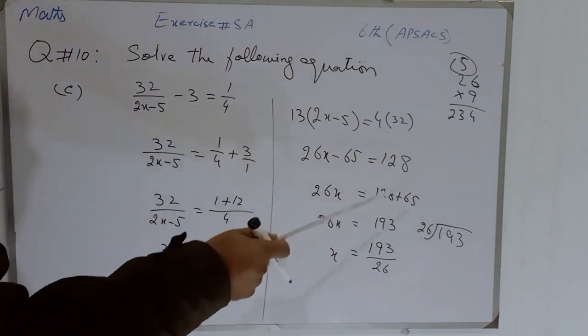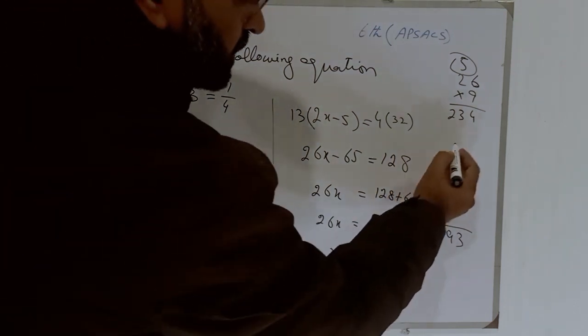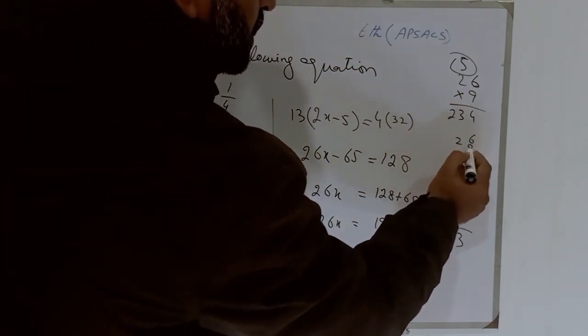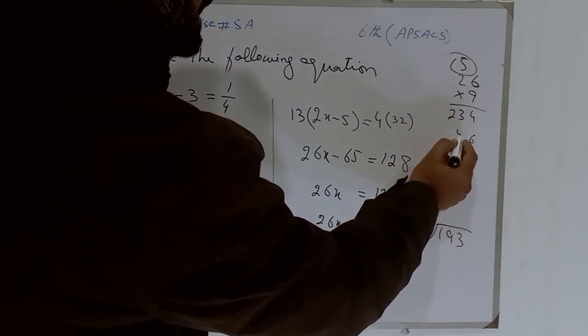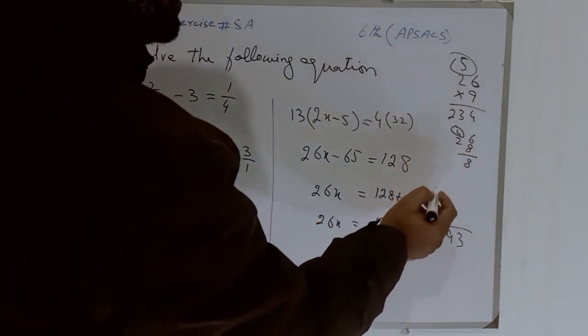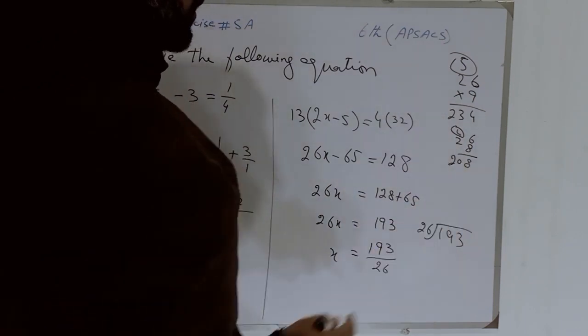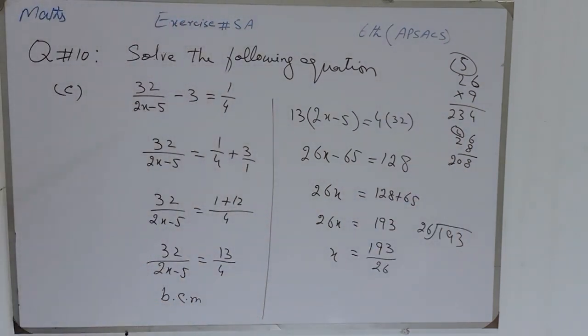So I will multiply 26 with 8. 8 6s are 48, 4 carry. 8 2s are 16 or 4 is 20. It is 208, that is also greater than 193.